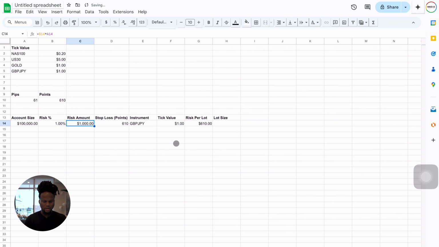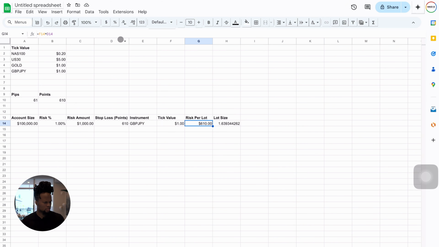And me putting 61 pips there, the 1% risk, $1,000, so it's 610 points. So with these 610 points, I'm basically going to be risking $610 for this specific trade. And then my lot size is going to be equal to this risk amount divided by the risk per lot, which is 1.6, right? So my lot size should be 1.6 if I really want to risk $600.